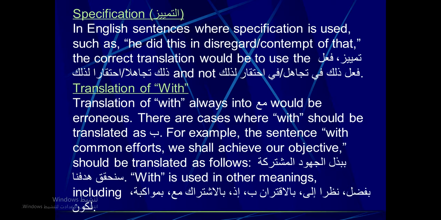The translation of with. Translation of with always into مع would be erroneous. There are cases where with should be translated as ب. For example, the sentence with common efforts we shall achieve our objective. Now this is the sentence. The best translation is ببذل الجهود المشتركة سنحقق هدفنا. So with is translated into ب.